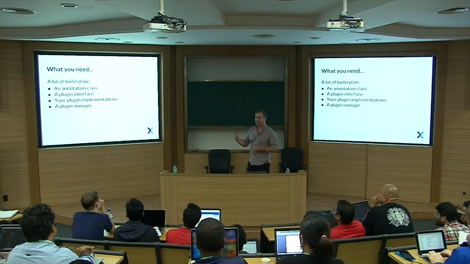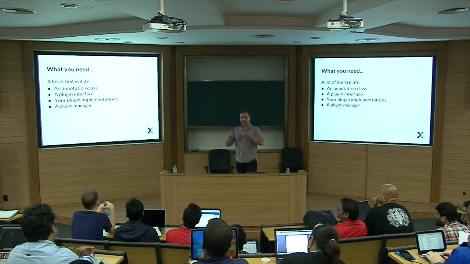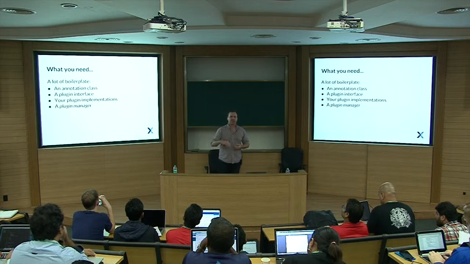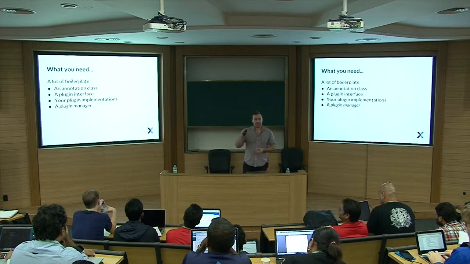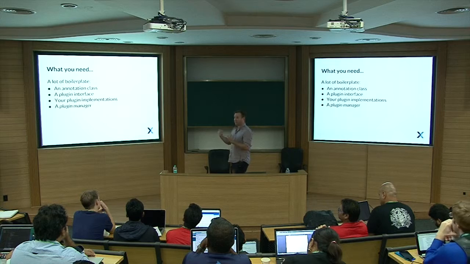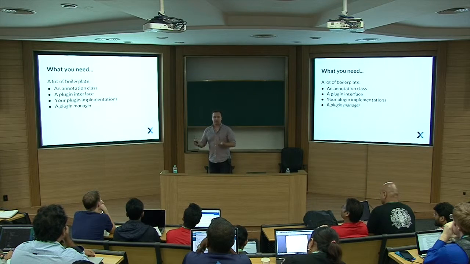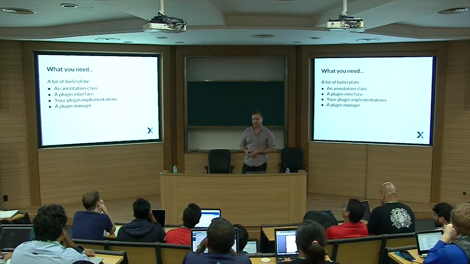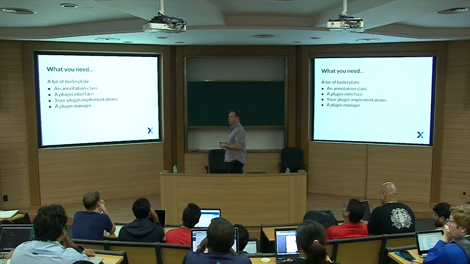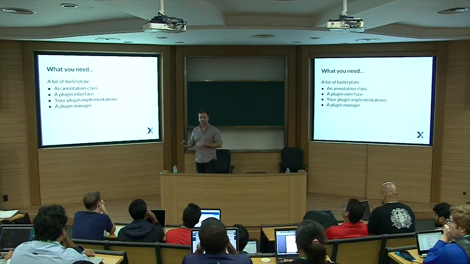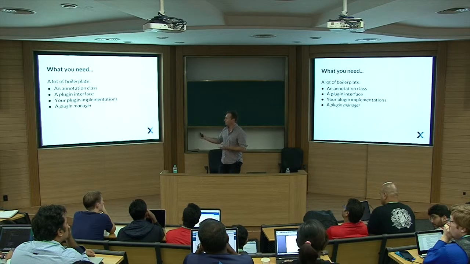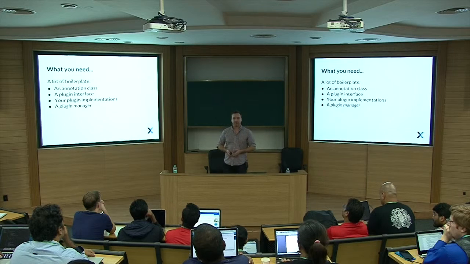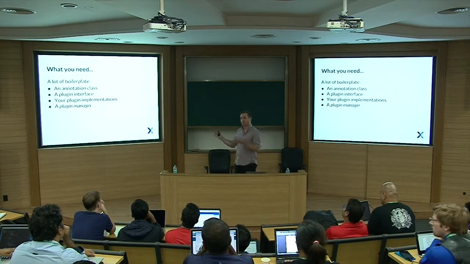First of all, you saw before with the block annotation, that's actually a class. So you need to create your own annotation class that defines the properties that you can configure with your annotation. You'll need to write a plugin interface that all of the plugins must implement. And then of course you need to build some plugin implementations. Typically, you might implement a couple yourself that are part of your module, and then assume that other third-party modules will be able to add additional ones. And you also need to create a plugin manager. The plugin manager is the thing that wires it all together.